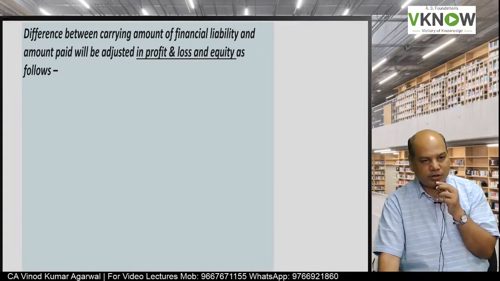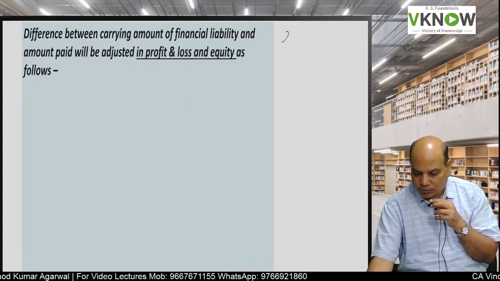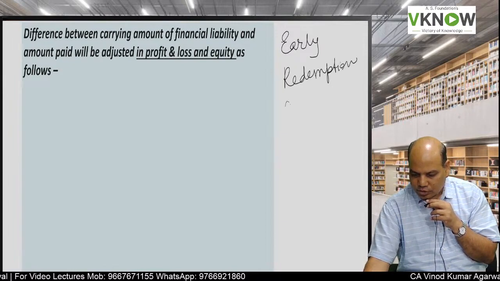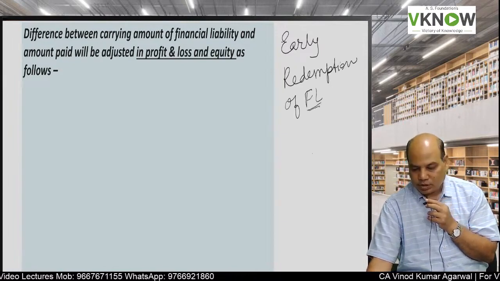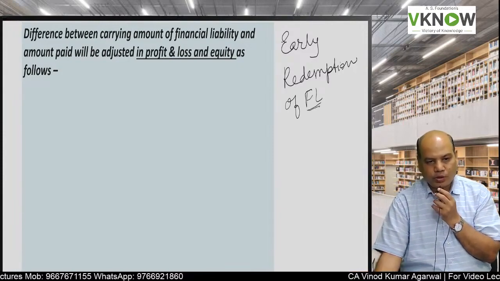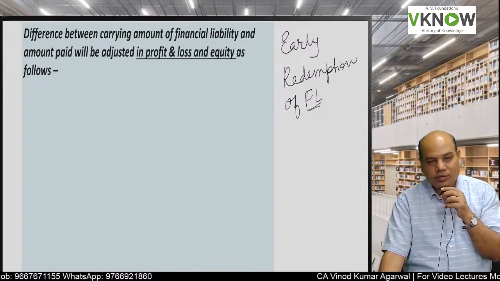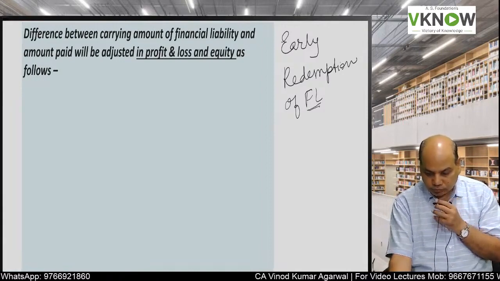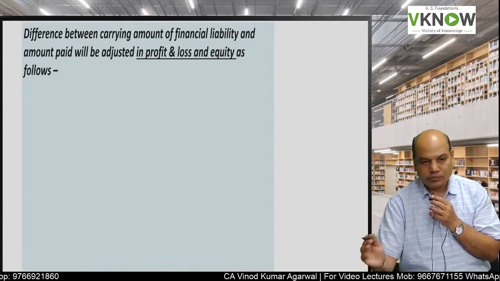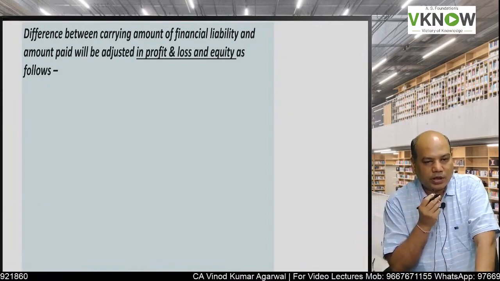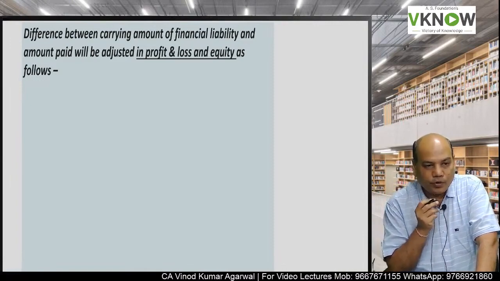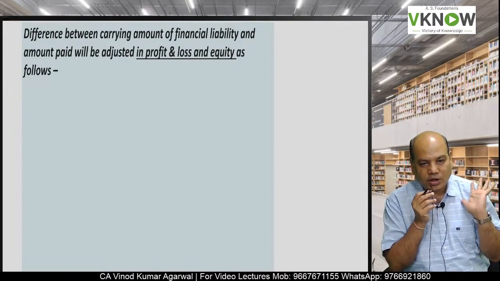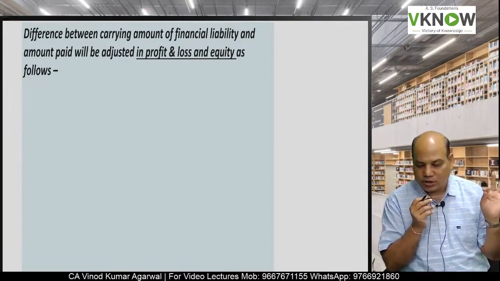Now we'll discuss the last part of the standard. Early redemption of financial liability. Usually the company may ask the holder that we want to redeem the financial liability before the due date. Now the question is, if it is a compound instrument, where the company decided to redeem it before the due date, how much amount will be adjusted in P&L account and how much amount will be adjusted in equity?